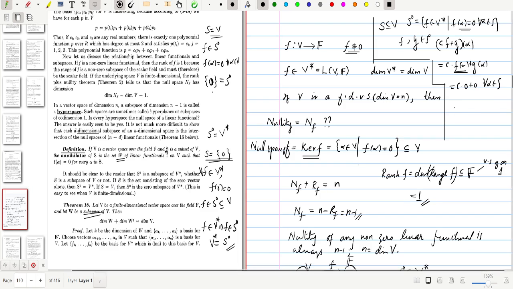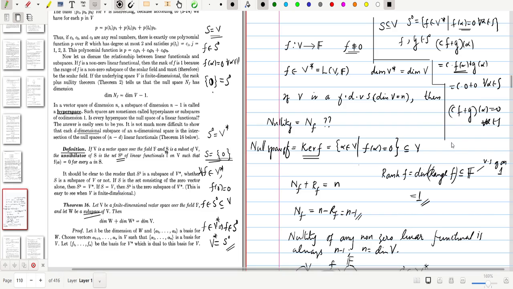So we have (cf + g)(alpha) equal to 0 for all alpha belonging to S. Consequently, we can say that cf + g belongs to S naught. So if S is any subset of V, then this S naught is a subspace. Whenever you consider a subset, you get S naught as a subspace. So this subset induces a subspace here.